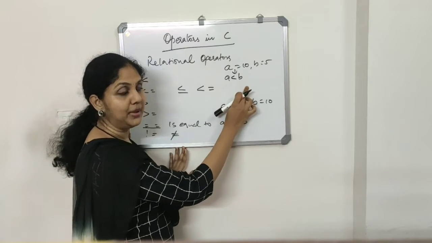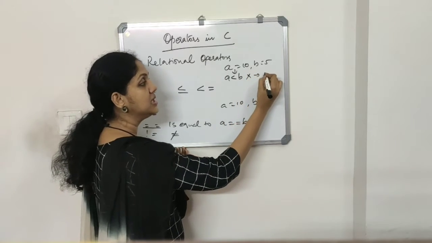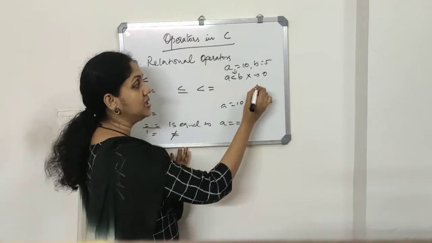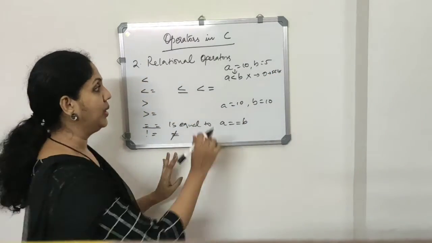A is greater than B. So A less than B is wrong, so it will return 0. 0 represents false. That means it returns a false value.